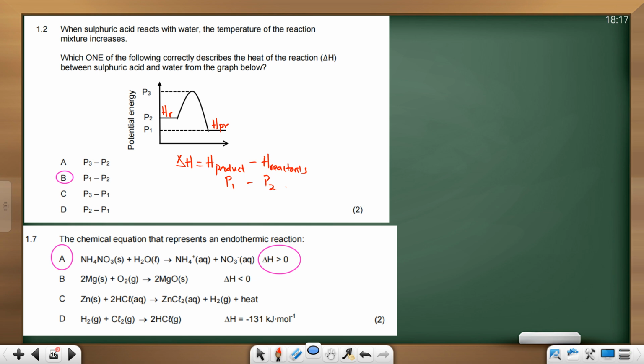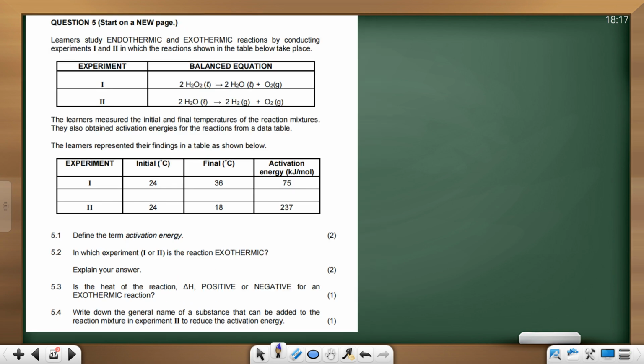Okay, I see answers coming. Thank you. Tejo, I saw your answer. This is exo what? And I want you to look at something. Check. The temperature of the reaction mixture does what? That's a very important point. The temperature of the reaction mixture increases. Temperature 1. Initial is 24, final is 36. Temperature 2. 24 and 18.